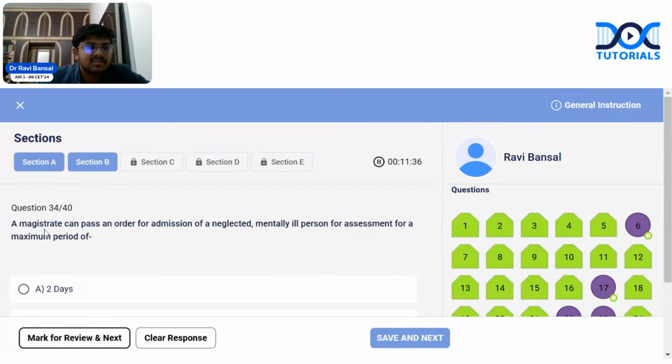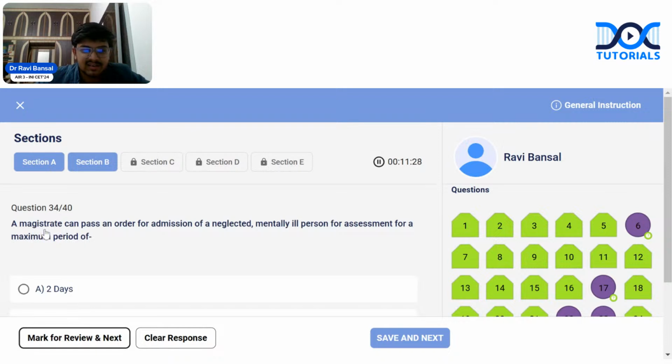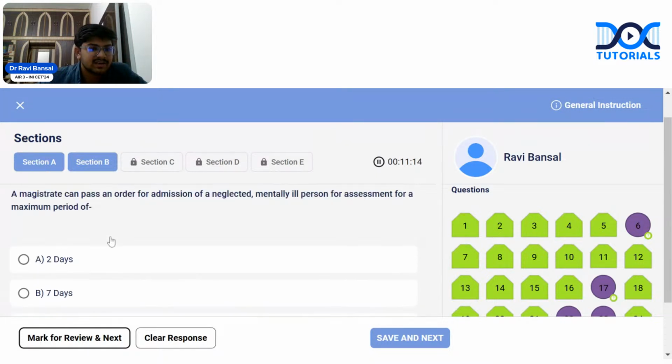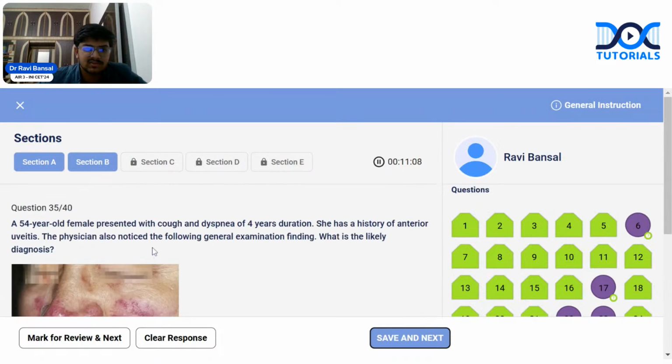A magistrate can pass an order for admission of a neglected mentally ill person for assessment for a maximum period of this. I do not remember reading it. There was a 2017 change in the Mental Health Act. So I think that question is from that side, but I do not remember reading it. So I will just skip the question. I do not want -1 for this question.